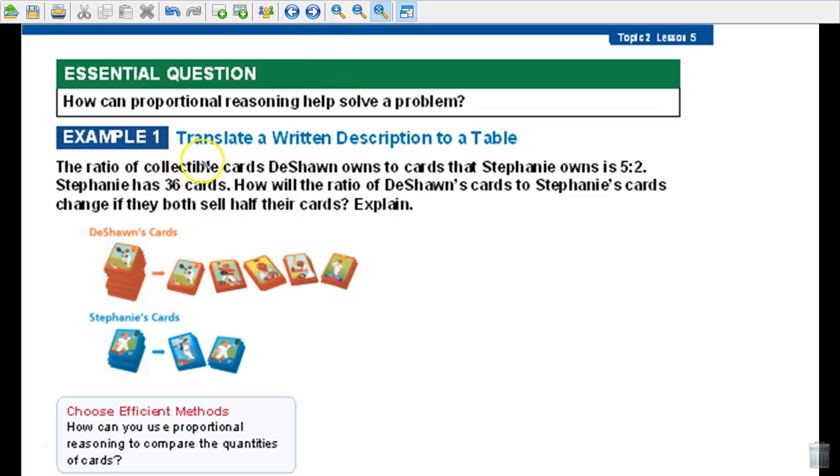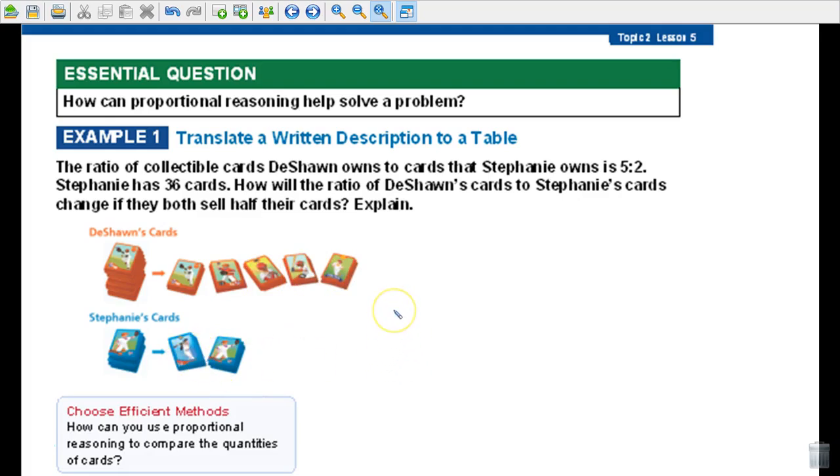Example 1, translate a written description to a table. The ratio of collectible cards Deshaun owns to cards that Stephanie owns is 5 to 2. Stephanie has 36 cards. How will the ratio of Deshaun's cards to Stephanie's cards change if they both sell half their cards? Explain. All right. So let's say this is just one card each. Okay. One, one, one, one, one. That's five to Stephanie's one, two, two.